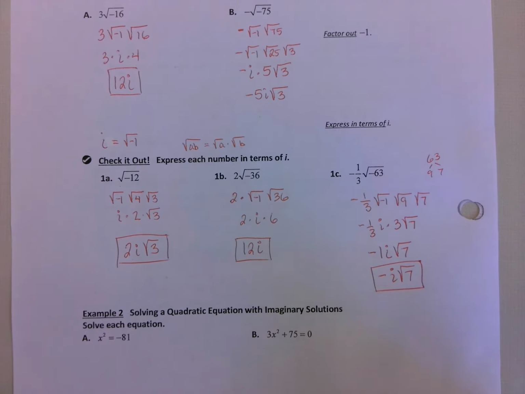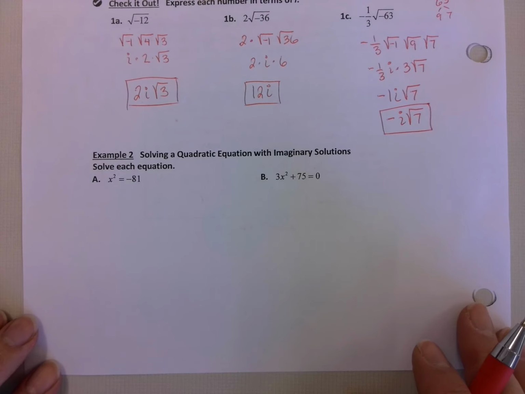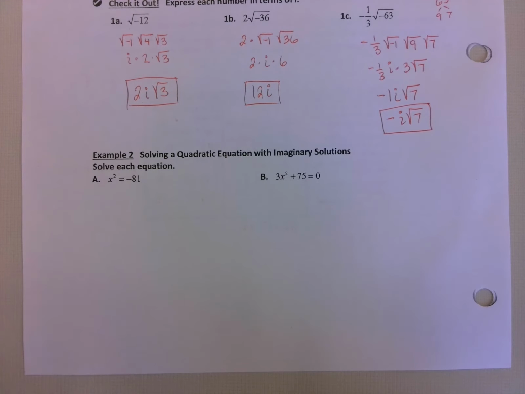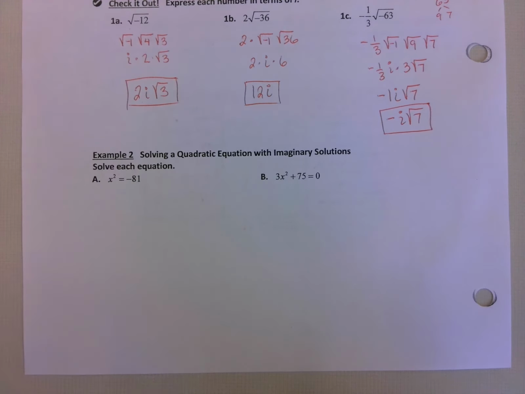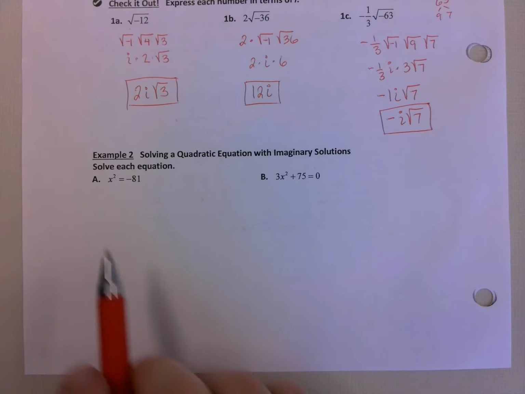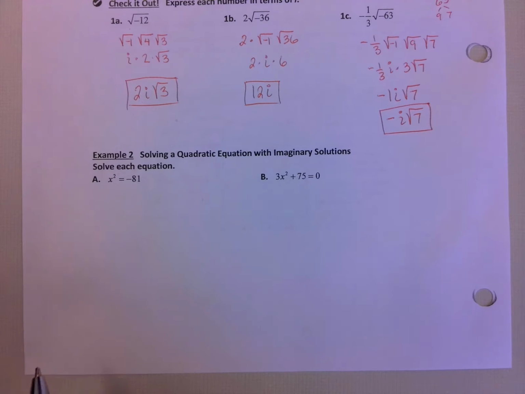Okay, now let's take it one step further. We're going to go back to what we already did in 5-4, and we're going to solve equations and not be stuck when there's an imaginary solution. So before, if you had x squared equals -81, you would have said, well, nothing squared equals -81. Think about that. 9 times 9 is 81. -9 times -9 is 81. There's nothing you can square and get a negative.